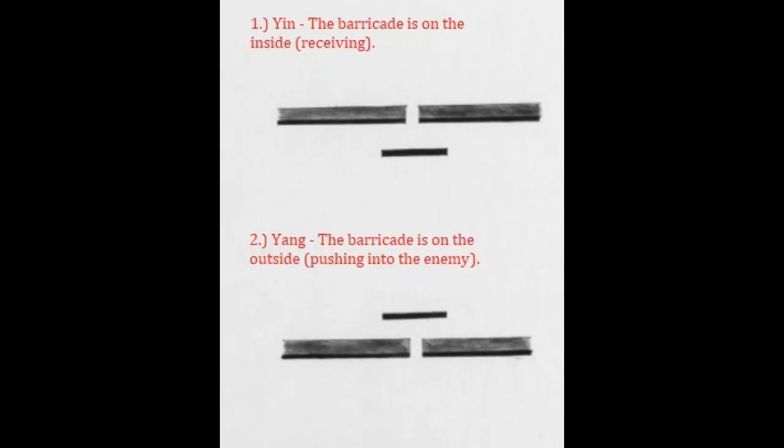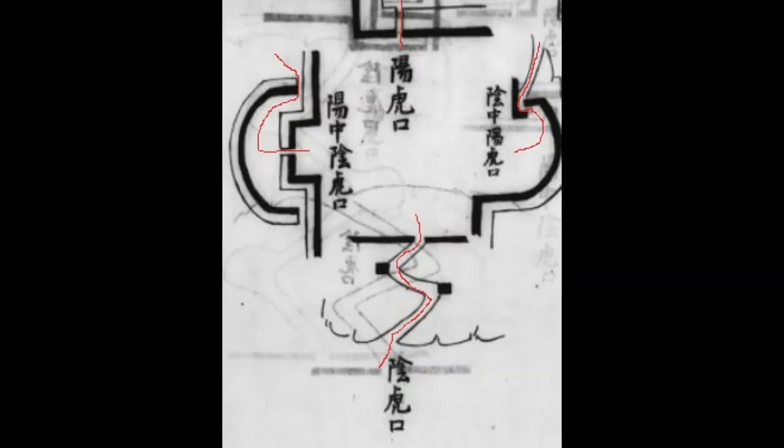The answers are: number 1 is yin, because the barricade is on the inside, on the receiving end. And number 2 is yang, because the barricade is on the outside, pushing into the enemy. Now, I'm going to introduce this. It may be a little confusing, so I want to make sure you understand.